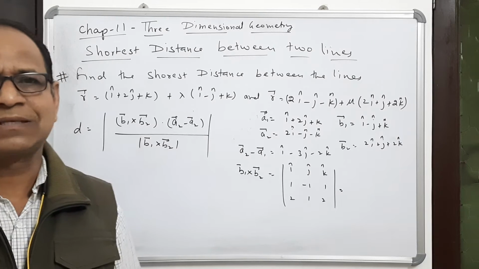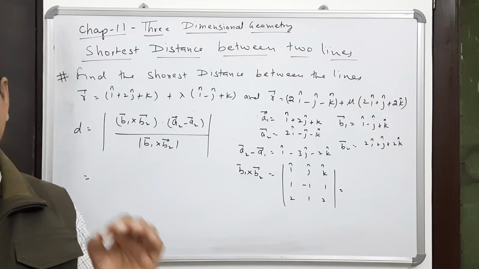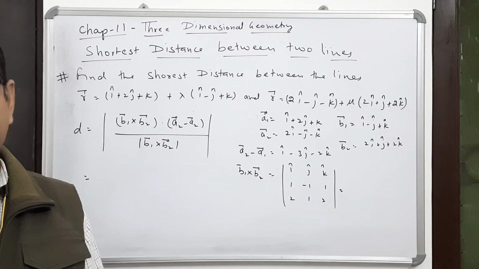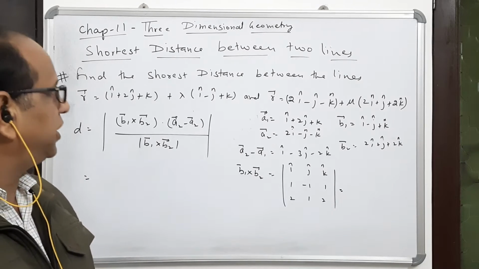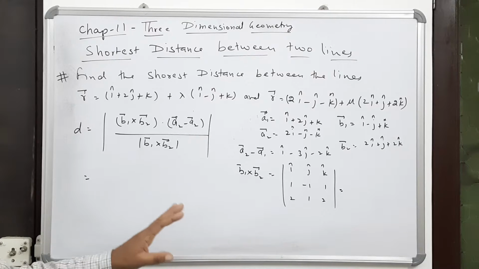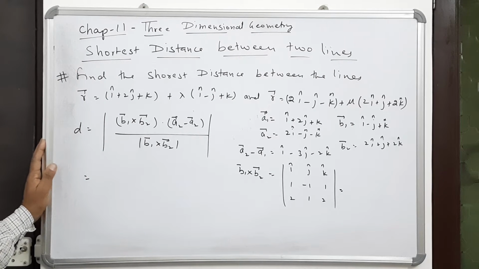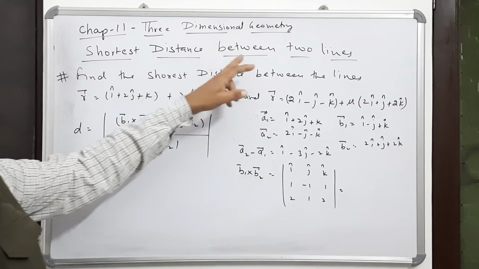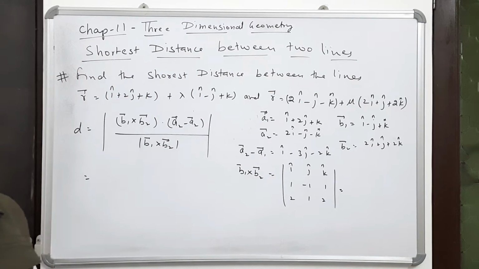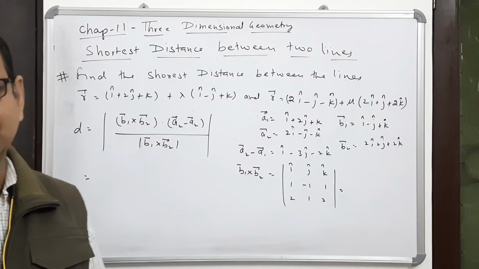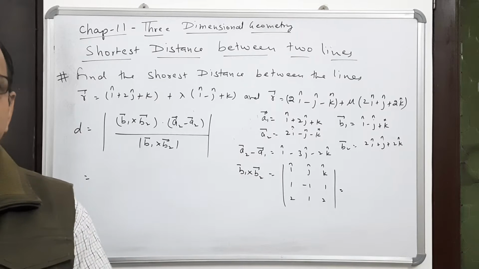Hello students, in this video I am explaining a very important topic of the straight line in 3D, and I guess that this type of problem will definitely be asked in the exam. Shortest distance between two lines. In 3D, in space, when there are two lines, what is the distance between them? And these types of lines are known as skew lines.